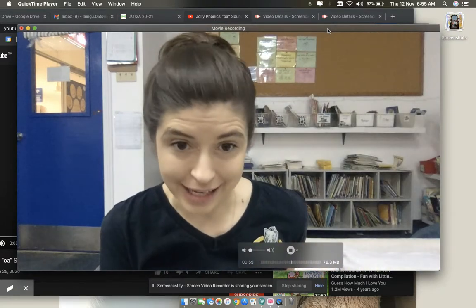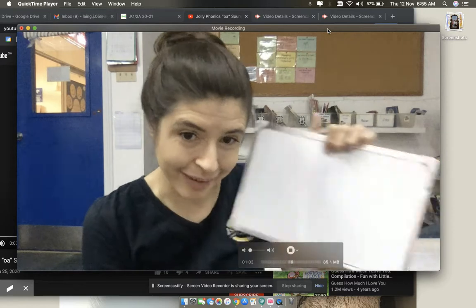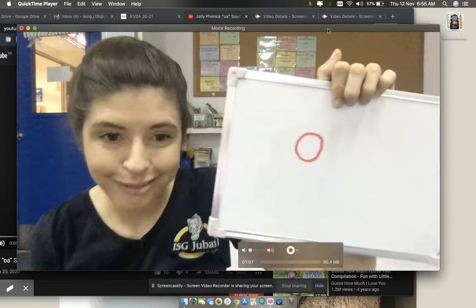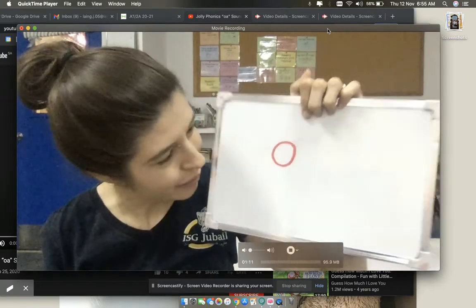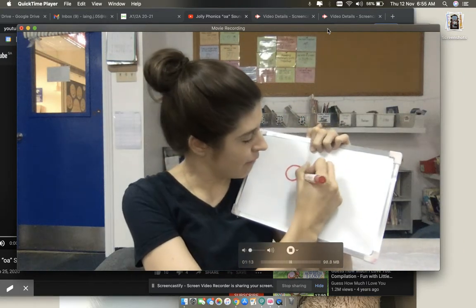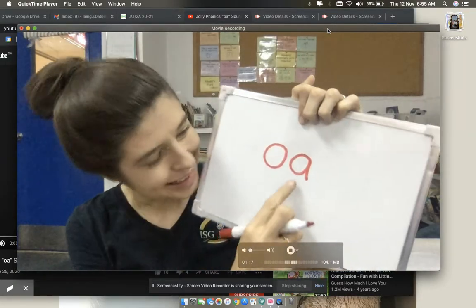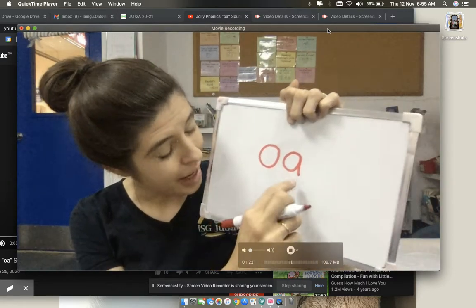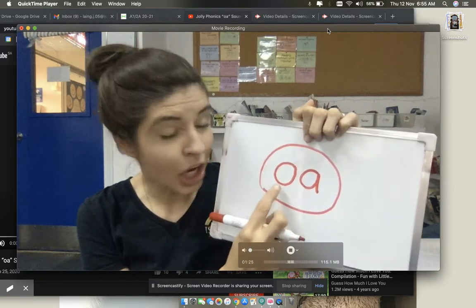Our digraph today is made by these letters. Are we ready to find them? What's that letter name? O. And what's this letter's name? A. When the letters O and A stand together, they make the long O sound.